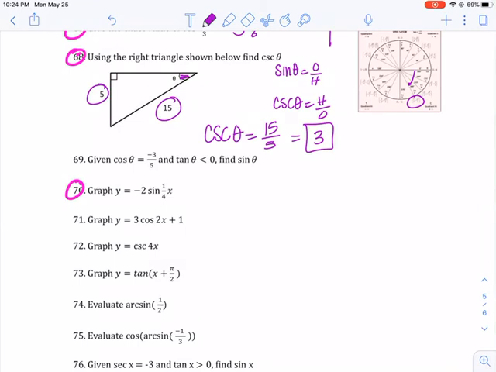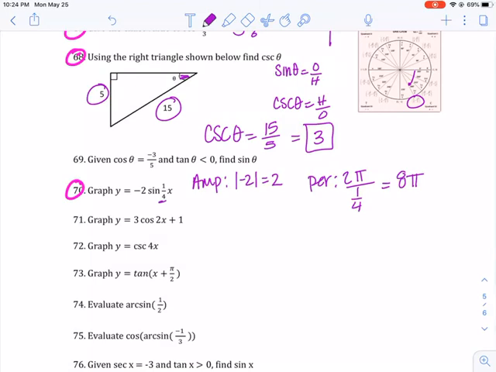All right, so 70, sine graph. First, find the amplitude and the period. So amplitude, absolute value of that number in the front. So absolute value of -2 is 2. Okay, period is 2 pi divided by anything in front of the x. So 2 pi divided by 1/4, which is really 2 pi times 4, or 8 pi.